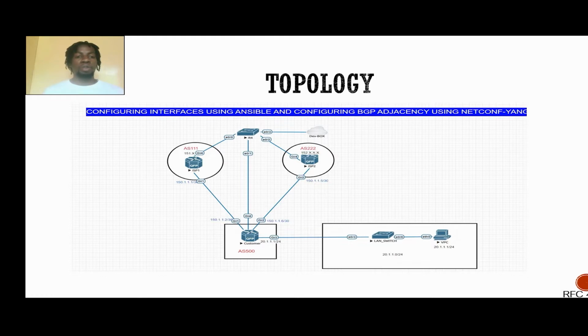So no, we do not want to enter the command line. We want to approach this from a modern automated approach to network management. So again, after we're done with that, the second thing is configuring BGP. Since now our interface is now reachable, we can now configure BGP adjacency between them.